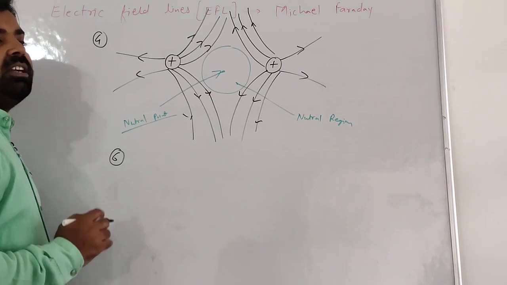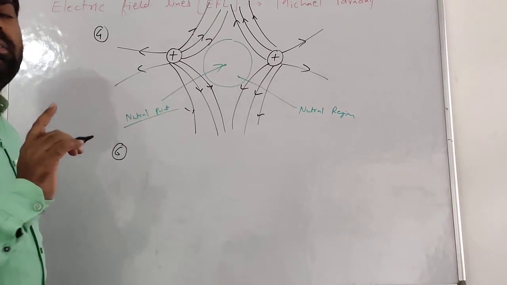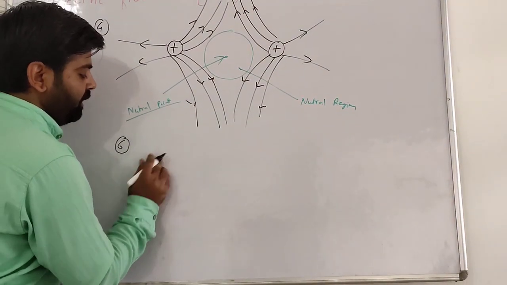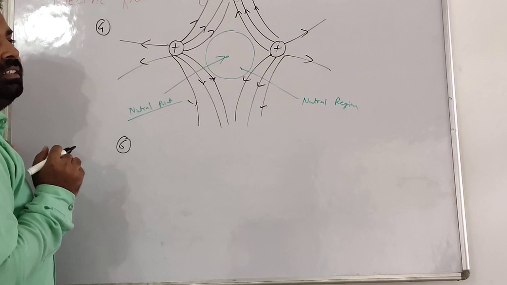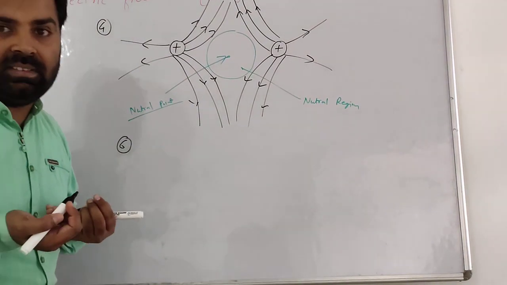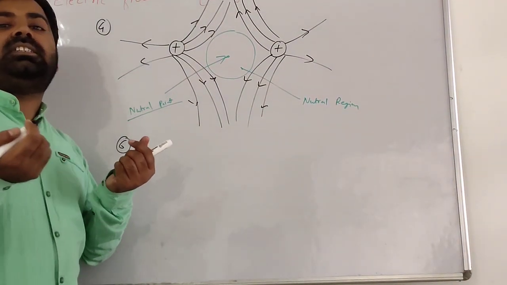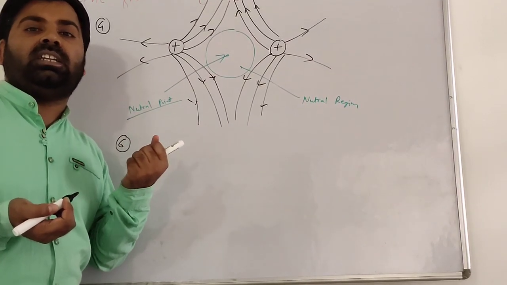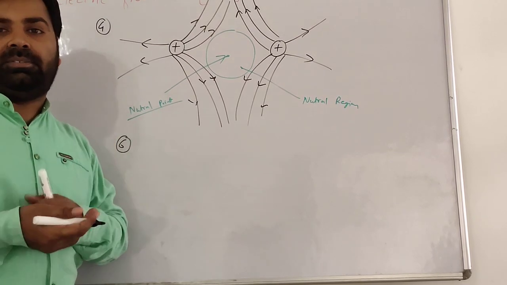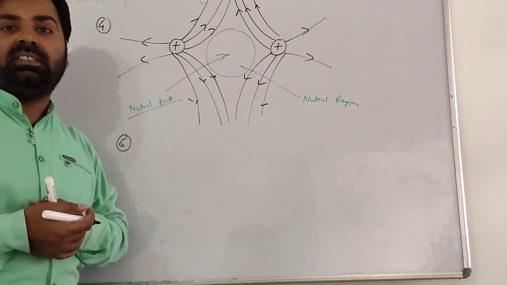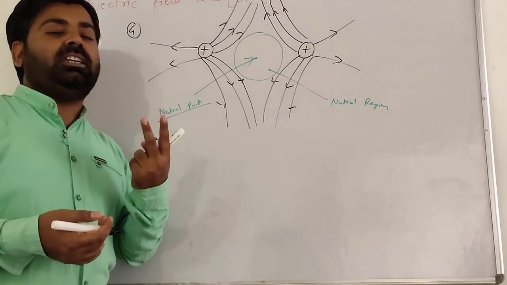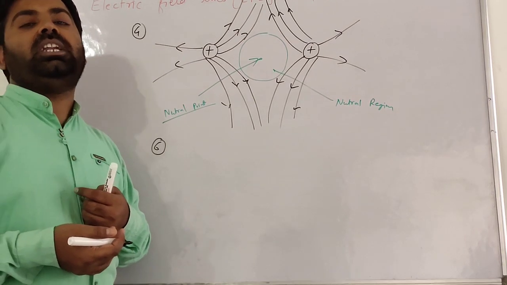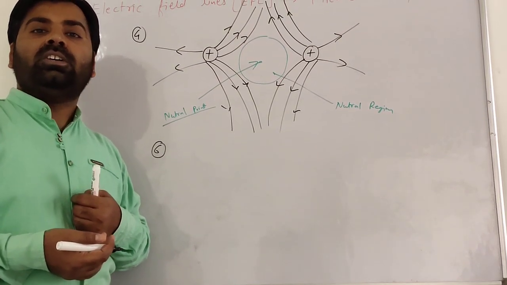Electric field lines never close to each other. Two electric field lines never cross each other. If they cross each other, there will be a contradiction, because at an intersection point of two electric field lines there will be two directions of electric field, and at a single point, drawing two electric field lines is not possible. This is an impossible condition. So two electric field lines never intersect or cross each other.